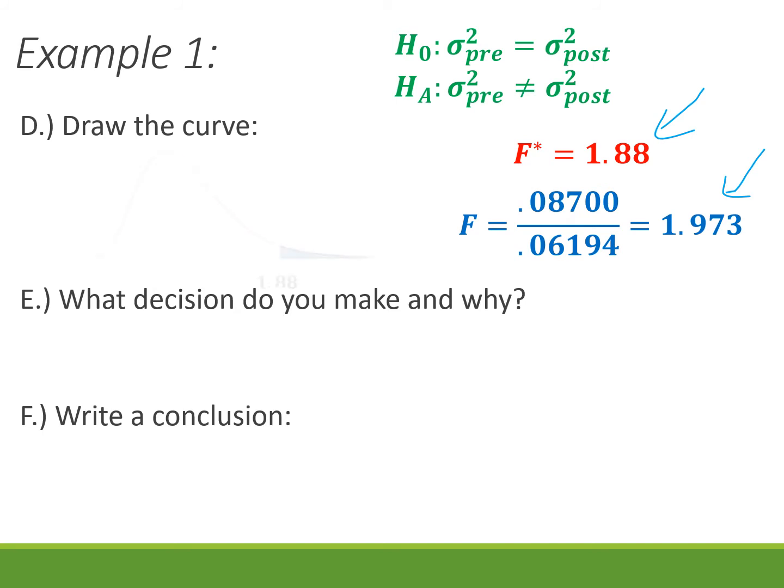Now we want to draw the curve. So our curve looks like this. This is our critical value here. And if we were to actually put this test statistic on that curve, it would be just to the right of that, right there. That's in the shaded region.